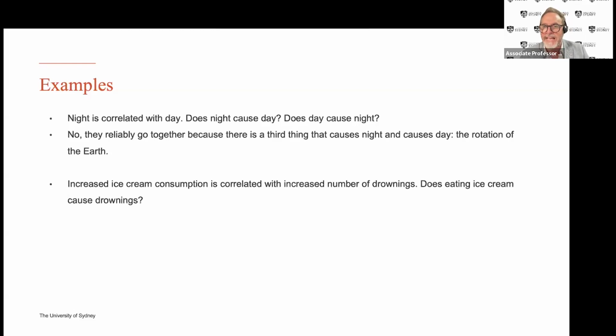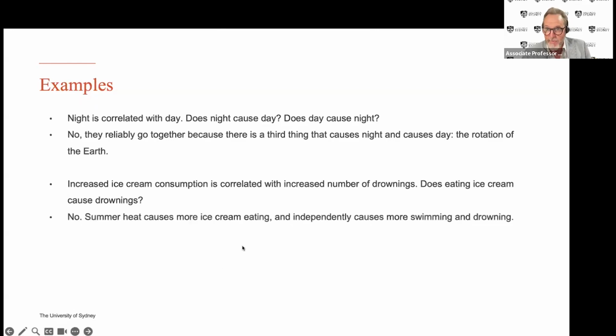But we can see pretty easily that eating ice cream is not what's causing the drownings. Instead, there's a third thing which causes an increase in ice cream consumption and independently causes an increase in the number of drownings. And hopefully you can see what that third thing is. It is summer. It's the increased heat in summer. It causes people to eat more ice cream, a lovely cool snack when it's hot, and independently causes people to swim more often and hence results in more drownings.